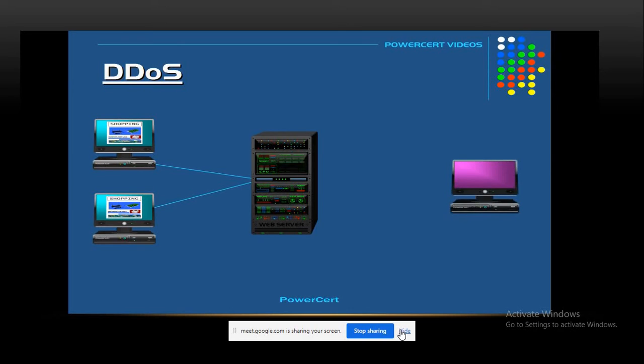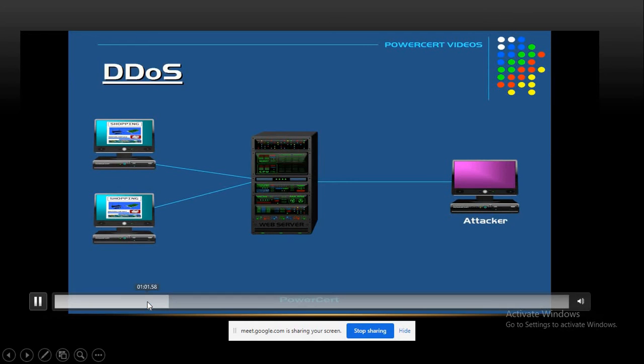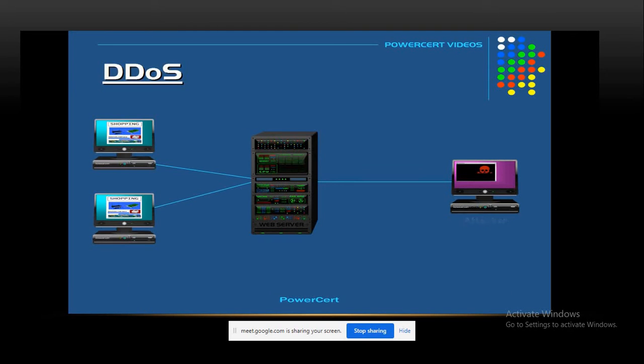Now let's just say that someone wanted to attack this company's web server, for whatever reason. For example, maybe they don't like the company, or they don't like the owners of the company. So the attacker is going to use their computer and their program to attack this server and flood it with fraudulent data traffic to try and disrupt its service.